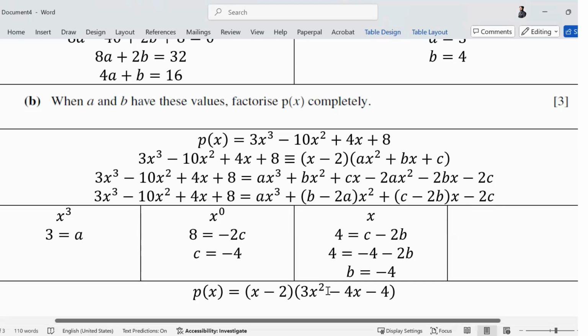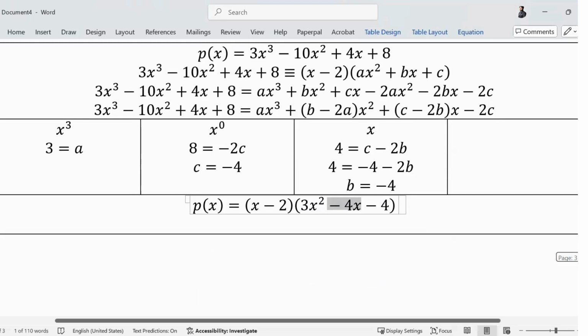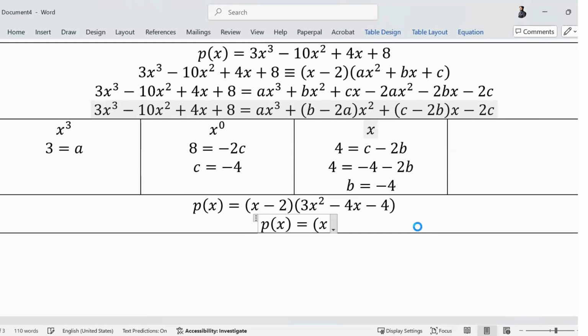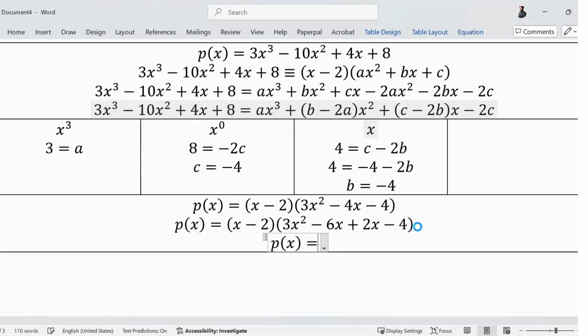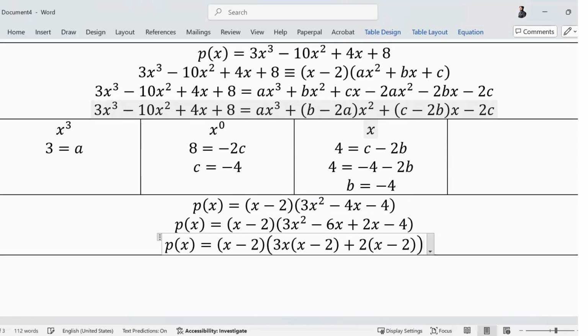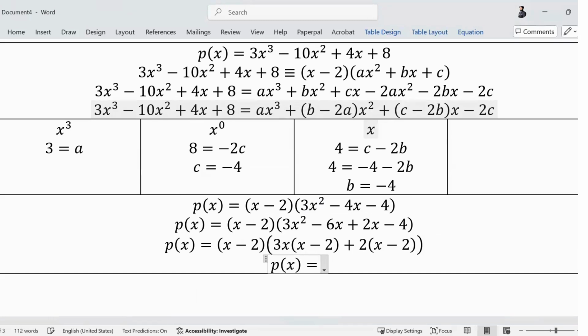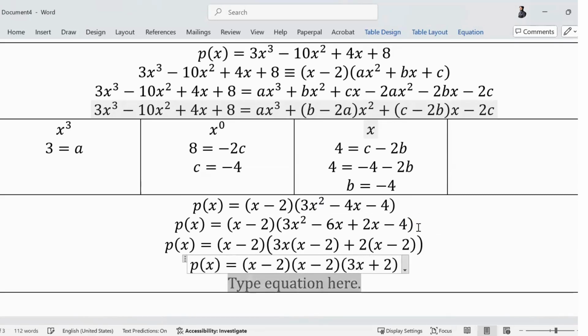Yes, we can do middle term breaking. 3 4s are 12. 3x square minus 6x plus 2x minus 4. 3x common, x minus 2, plus 2 times x minus 2. x minus 2, then another x minus 2, 3x plus 2. So the polynomial is x minus 2 whole squared into 3x plus 2.